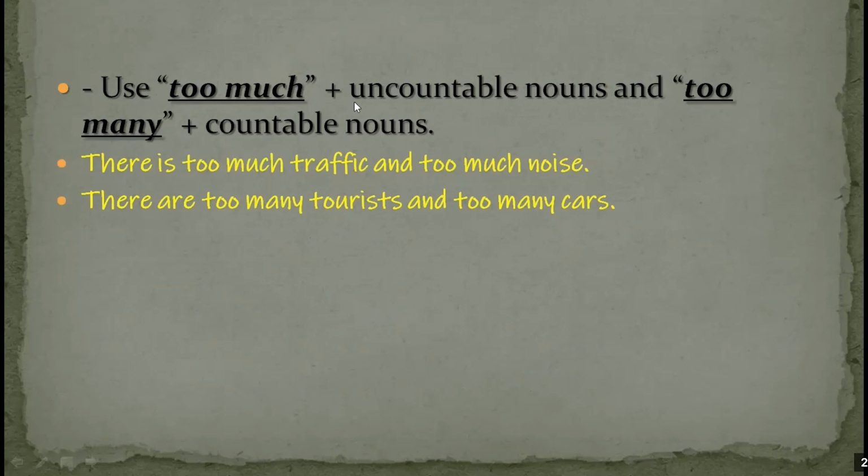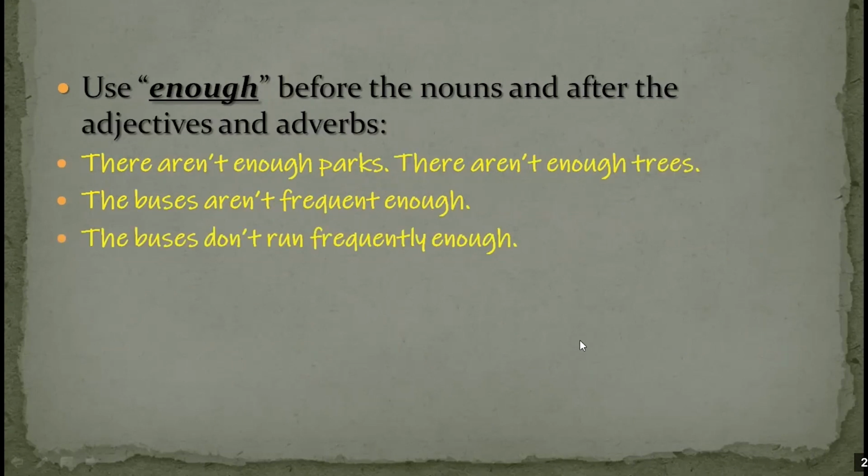We can use too much with the uncountable nouns and too many with the countable nouns. Like this example, there is too much traffic and too much noise. Traffic is uncountable and noise is also uncountable. There are too many tourists and too many cars. Tourists is countable and cars is countable. Remember, never use too much with adjectives. Never say, this exam is too much difficult. Never. It's never acceptable. We always use too much or too many with the nouns, not with the adjectives.